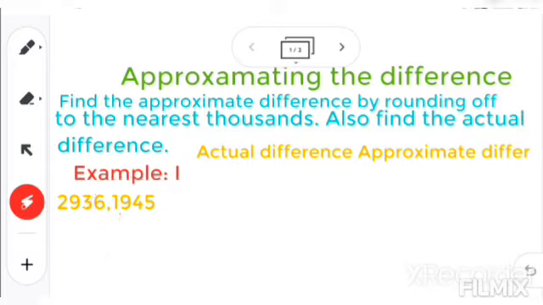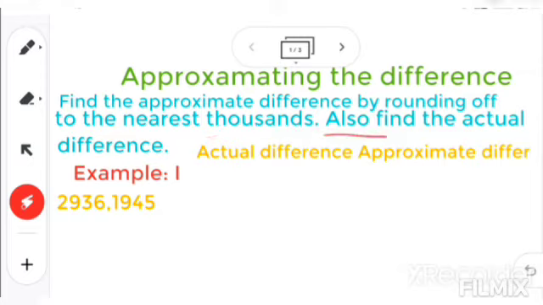Okay, here it is given. Find the approximate difference by rounding off to the nearest thousand. So this also you must do. You must know nearest thousand. So first you will round off the number to the nearest thousand. Then you will find the difference. Okay, so you have to be careful whether it is given 1000 or 100 or 10,000. That also you have to see.